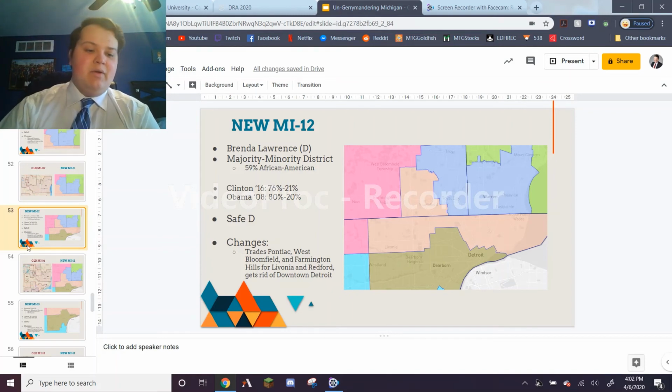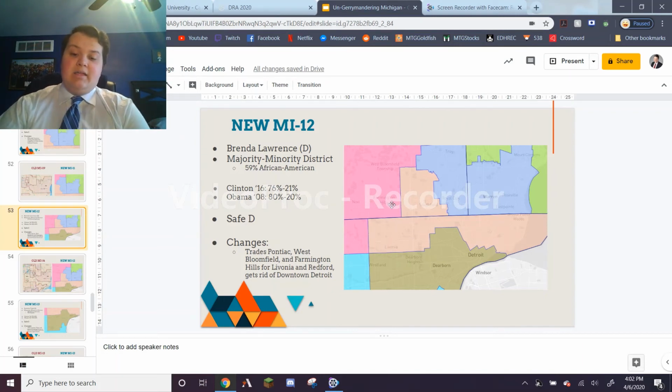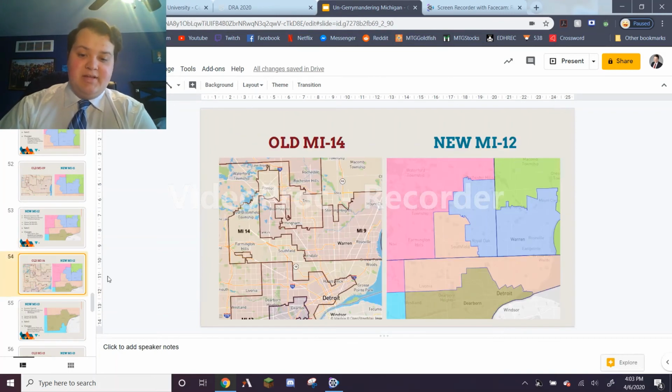And instead of doing what it currently does, where it snakes up into Oakland County, and I'll show you in a moment, it trades cities like Pontiac, West Bloomfield, and Farmington Hills instead for Livonia and Redford, which are just other suburban communities located in Wayne County. It also gets rid of this weird thing that it does with downtown Detroit. So if I can go over to the next picture, you could see that it does this weird chain all the way up into Oakland County just to snatch the city of Pontiac, which is a strong blue, heavily African American city. Don't do that anymore.